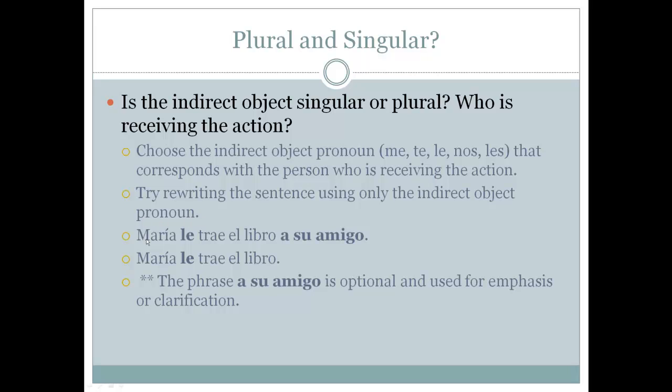María le trae el libro a su amigo. You don't have to write a su amigo. Just María le trae el libro. María brings him the book. Okay. Not María brings the book to his friend. You can just say María brings him the book. María le trae el libro.